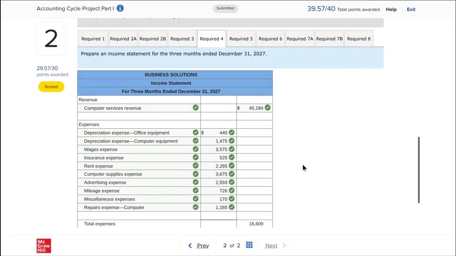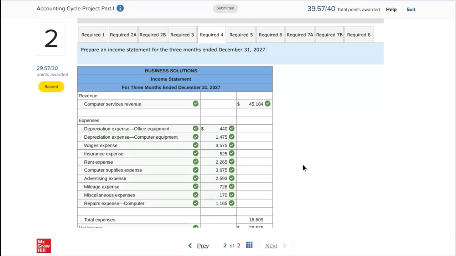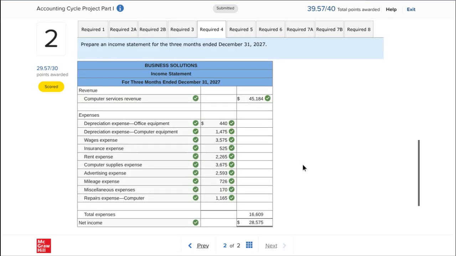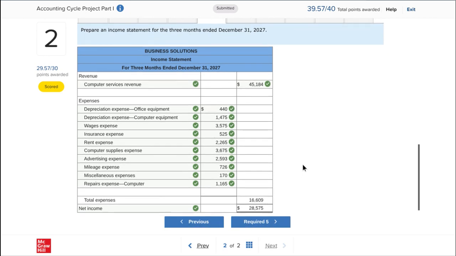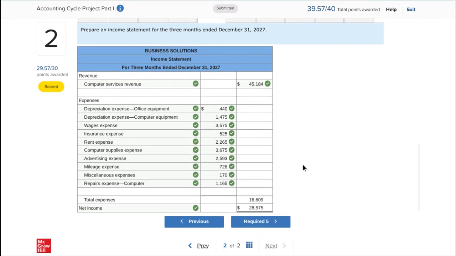Okay, now this is the income statement. After recording all transactions and adjusting entries, we're prepared to summarize the company's performance with the financial statements. The income statement reports the company's revenues and expenses for the 3-month period and shows whether the company earned a profit or not. And they did earn a profit, because it's net income.